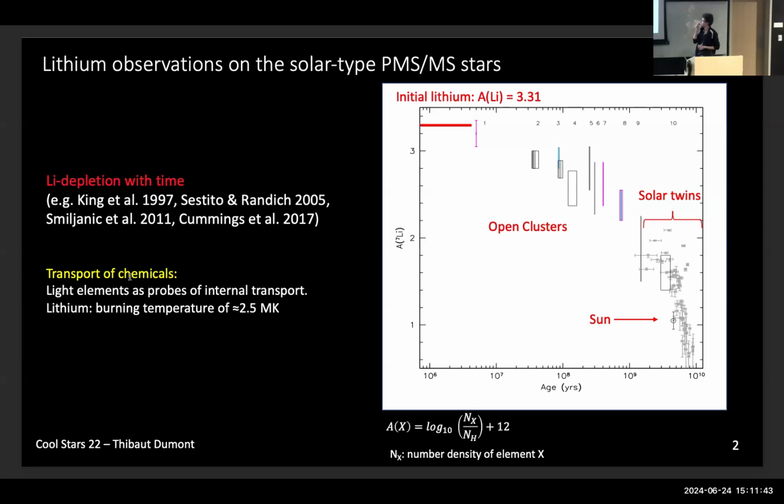And as it was already said before, what we observe is lithium depletion with the evolution of stars from young age to the age of the Sun, basically. And so actually that is the witness of some transport in the stars and some transport of chemicals.